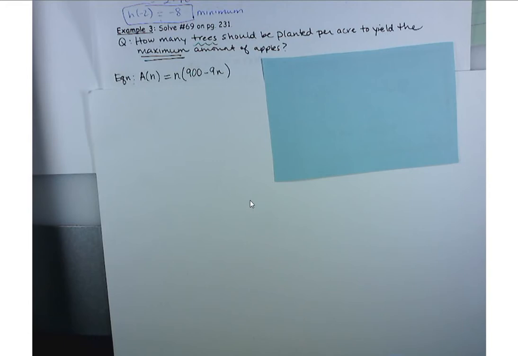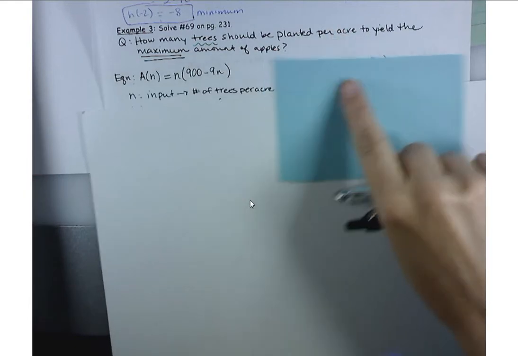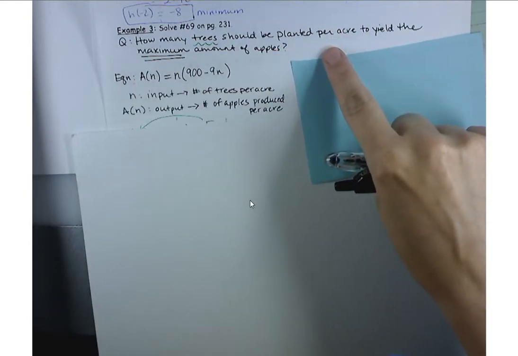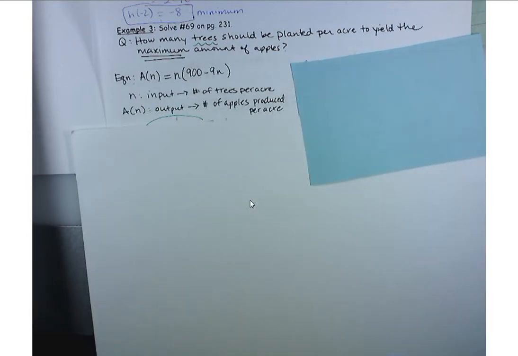Who can tell me what n means? The number of trees planted per what? Okay, so the n is the number of trees per acre. Your A of n is the number of apples produced per acre. So when they're asking you to find how many trees should be planted per acre, are we trying to find my N value or the A of N value?